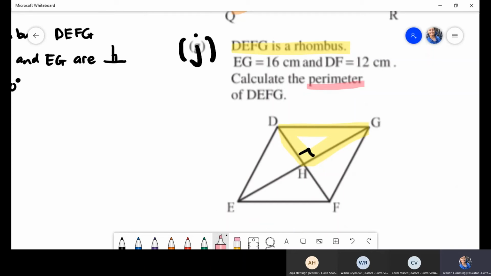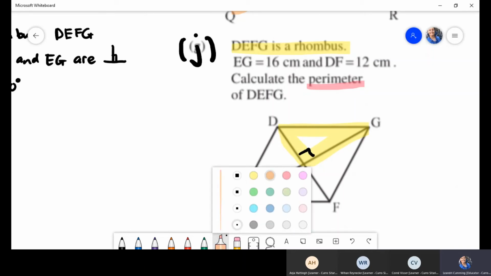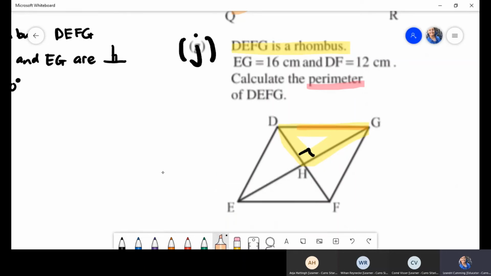It's because we want to find the length of DG, as it will be the same length as DE and the same length as EF and the same length as FG, because the properties of a rhombus state that they're all equal in length. They're also two sets of parallel sides. And also, I know that my diagonals bisect. Okay, let's take that one step further.